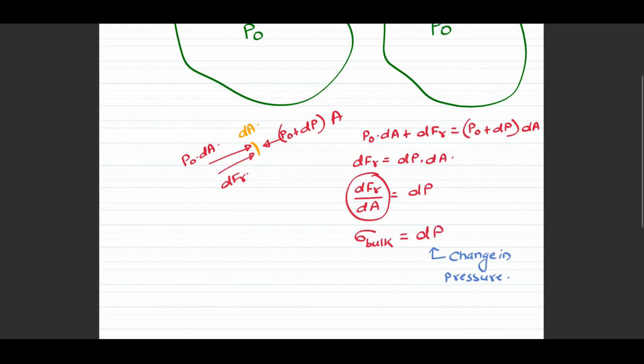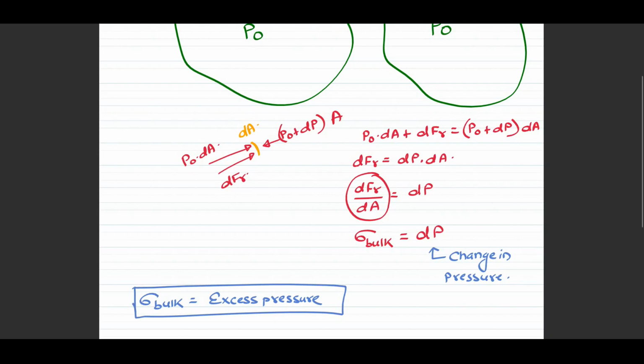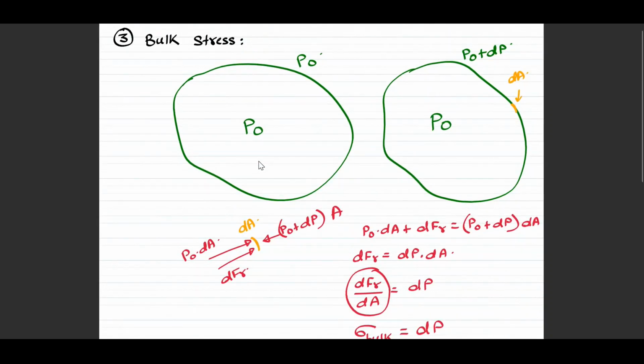Which is nothing but change in pressure. Right? So bulk stress is equal to excess pressure. This is how we define bulk stress.